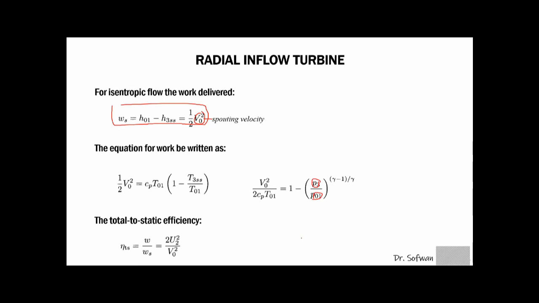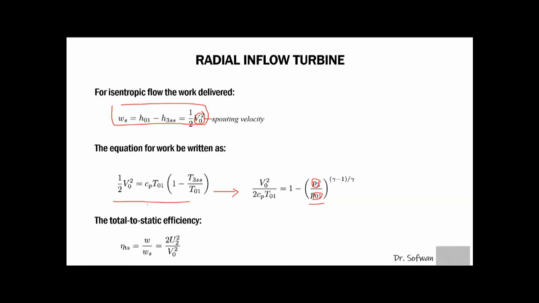Okay, the equation for work can now be written as 1 over 2 V naught squared equals Cp T01 in bracket 1 minus T3SS over T01. If we rearrange this equation, we can get it in terms of pressure ratio, which gives V naught squared over 2 Cp T01 equals 1 minus P3 over P01 to the power of gamma minus 1 over gamma. And the total to static efficiency can now be calculated using W over WS equal to 2 U2 squared over V naught squared.